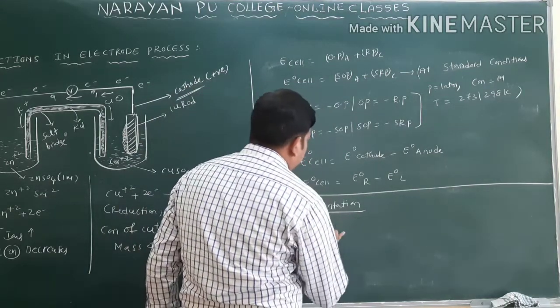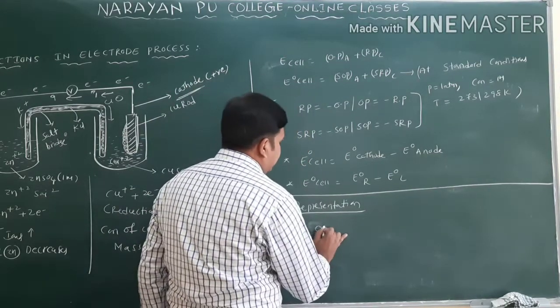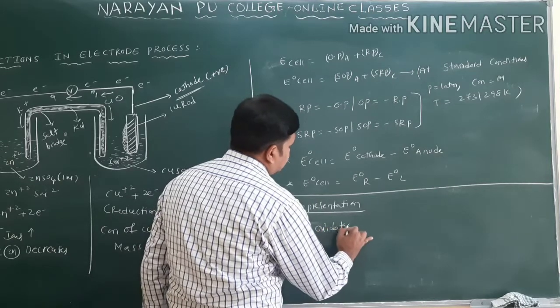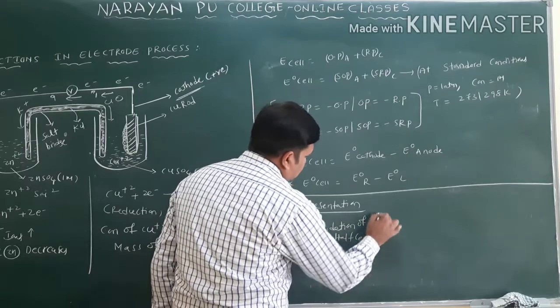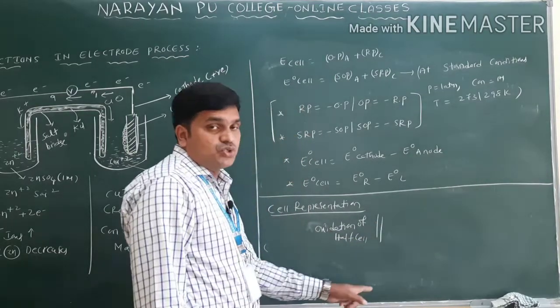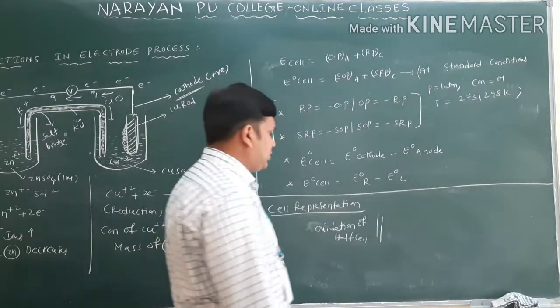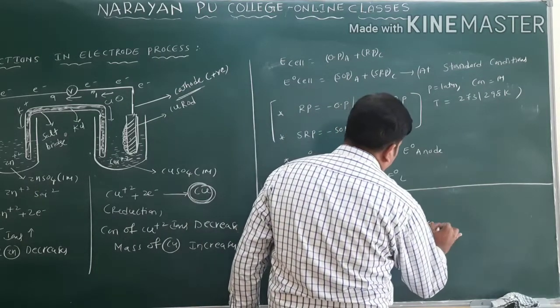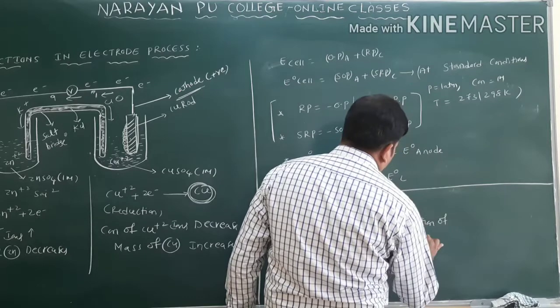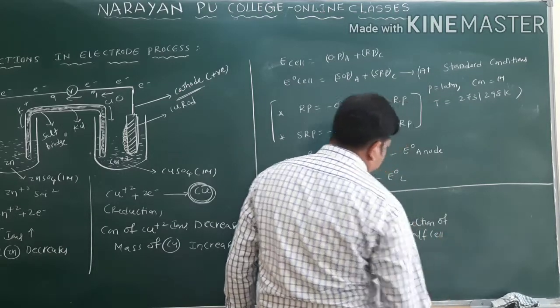So how can you write here? First we can write oxidation of half cell. Then you write two vertical lines. These two vertical lines represent what? Salt bridge only. Then you will write here reduction of half cell, reduction of half cell only.